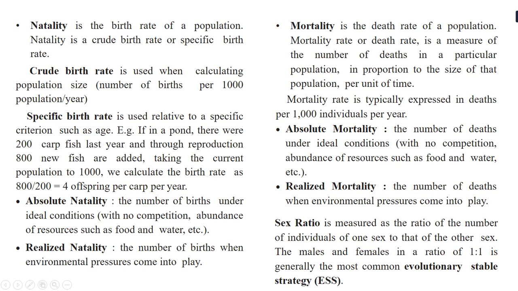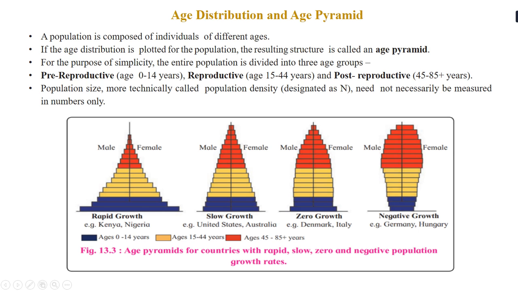Sex ratio is measured as the ratio of the number of individuals of one sex to that of the other sex. And the sex ratio of a population affects and is reciprocally affected by birth, death, immigration and emigration rate. Now the male and the female in a ratio of 1:1 is generally the most common evolutionary stable strategy that is taken into consideration. So this is about the sex ratio. We have studied three physical characteristics: natality, mortality and sex ratio. Next, let us study age distribution and age pyramid.